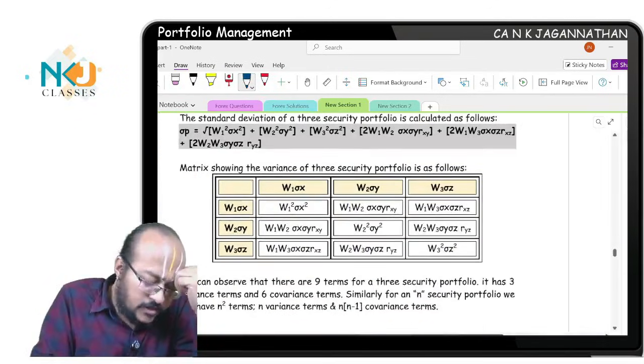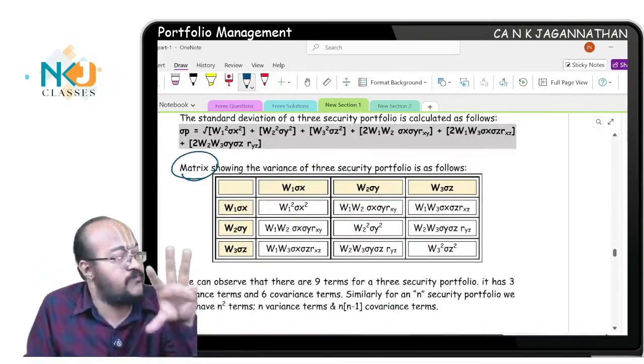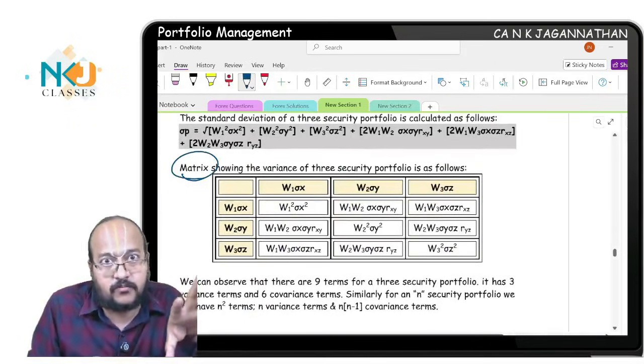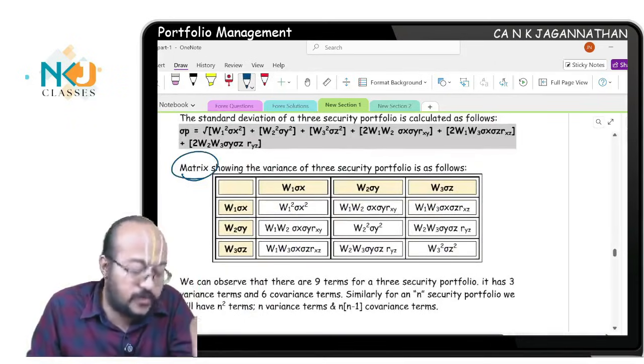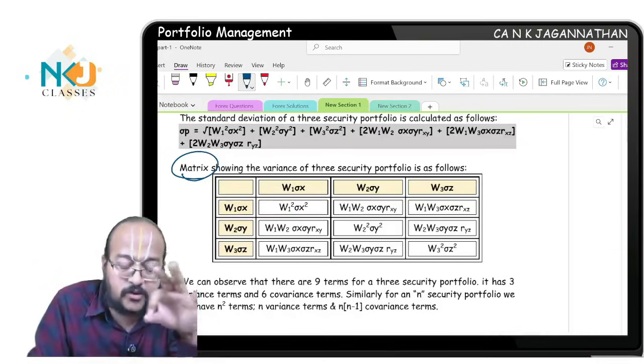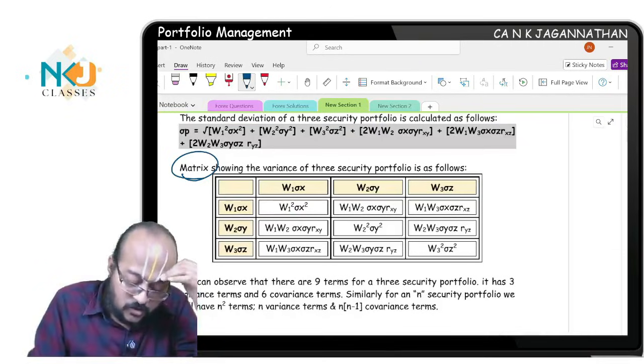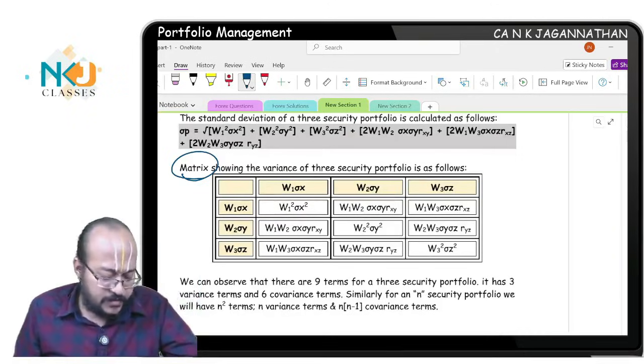See, very simple. We need to construct a matrix. I am showing you a matrix showing all the terms available. There are 2 types of terms: I call them variance terms and covariance terms. Very simple. See, what happens, I'll tell you.